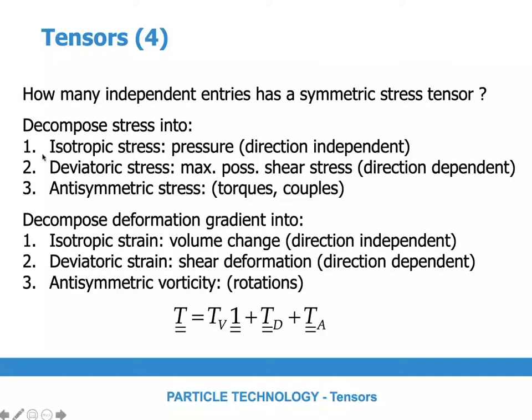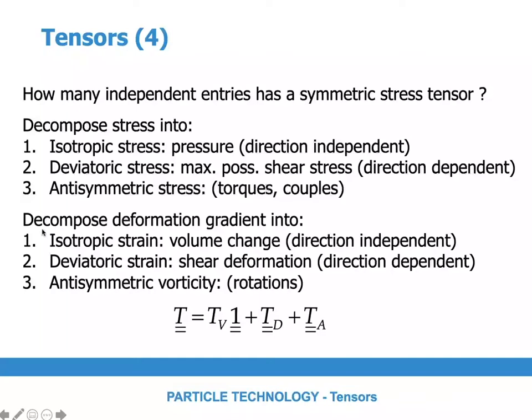Okay, then you should be able to decompose the stress into its isotropic part. That's the direction independent hydrostatic stress or pressure. Some people abbreviate it and just say pressure. You should be able to get the deviatoric stress and the antisymmetric stress, which is related to couples and torques. We did not use it, and in mechanical equilibrium, this one disappears. But in general, it can be non-zero.